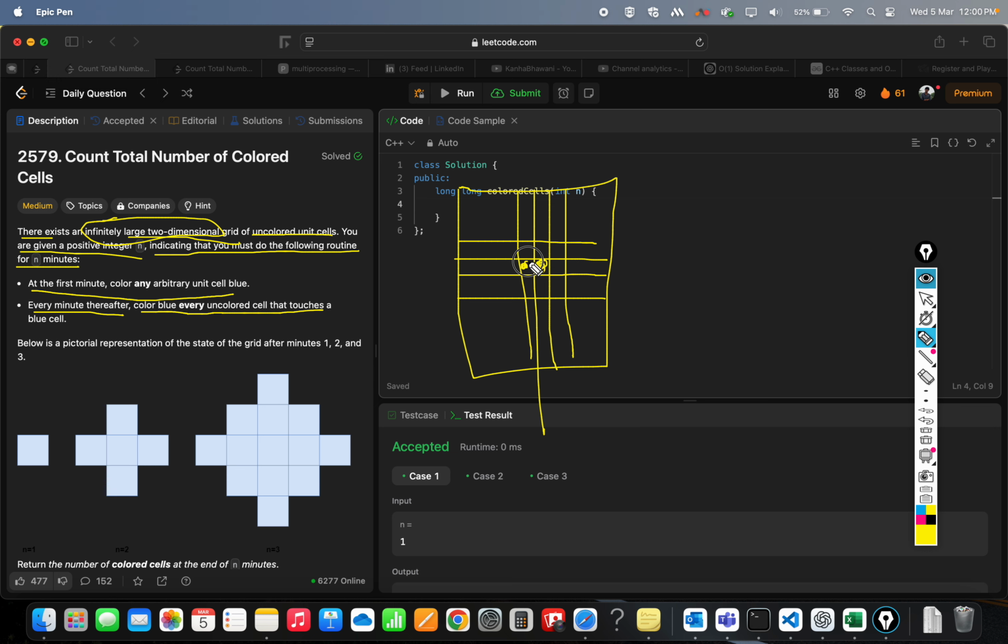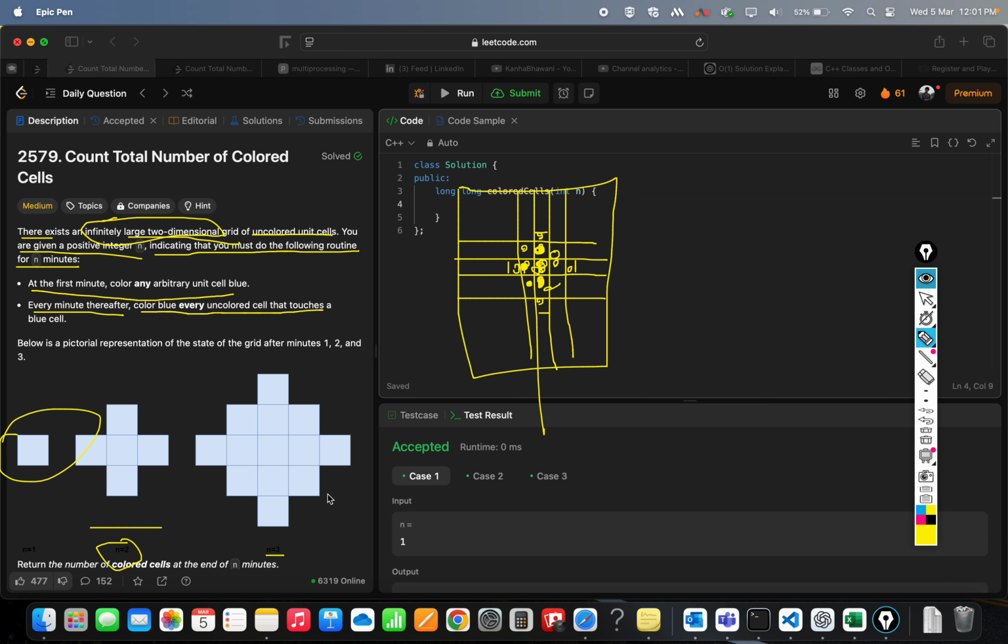Seems like a graph problem, right? But it's not a graph problem, it's simple math. So this is n equals 1, in which we have colored one cell. Then at n equals 2, in the second minute, we'll color all the 4 cells surrounding the first cell, right? At n equals 3, we'll cover this cell, this cell, this cell, this cell and this cell. That's how we have to solve this problem.